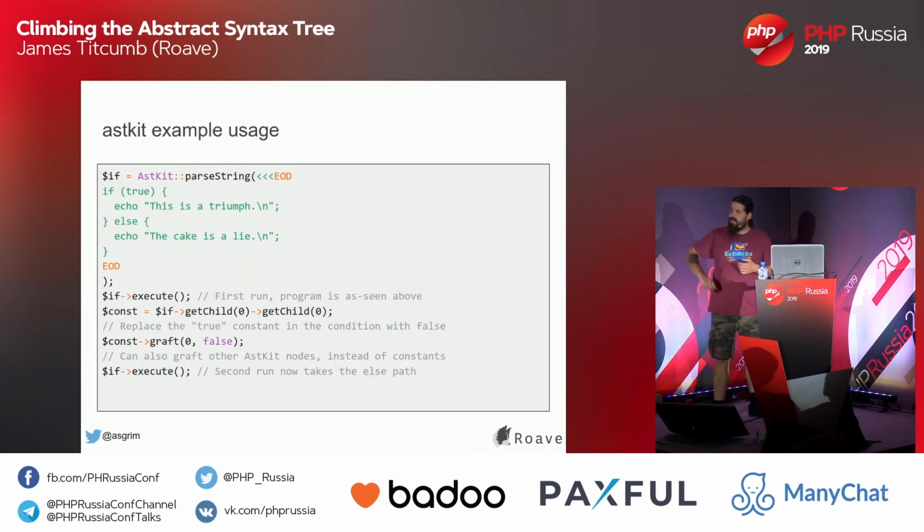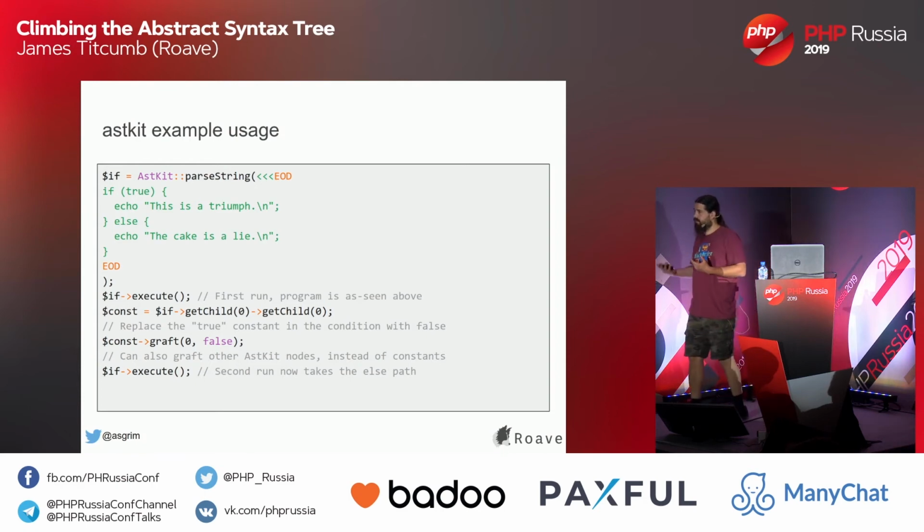An example usage of it, though: we can say, well, if true, echo "this is a triumph", else "the cake is a lie", right? We load this, we parse this string in much the same way as the php-ast extension. And then we execute it the first time, and then we do some modifications. We change the true to a false. And obviously, when you execute it the second time, you're going to get a different result. All right, so that's the monkey patching aspect of it, which is kind of interesting.